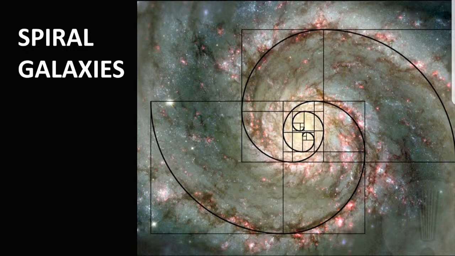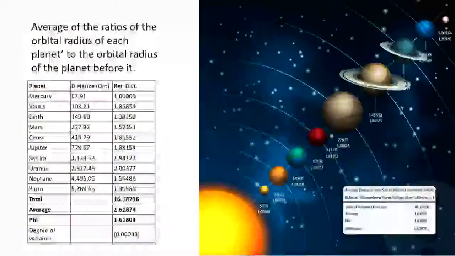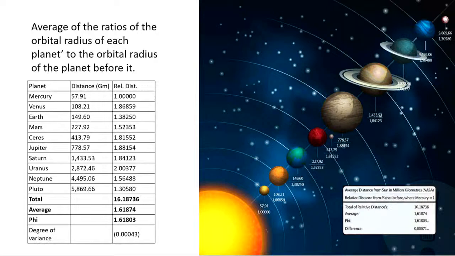On the large scale, I found that the ratio of the diameter of Saturn to the diameter of its rings is very close to the golden ratio. And in our solar system, the average of the ratios of the orbital radius of each planet to the orbital radius of the planet before it averages out to the golden ratio. Each one's not perfect, but when you take them all and average them, it has a degree of variance of 0.00043.